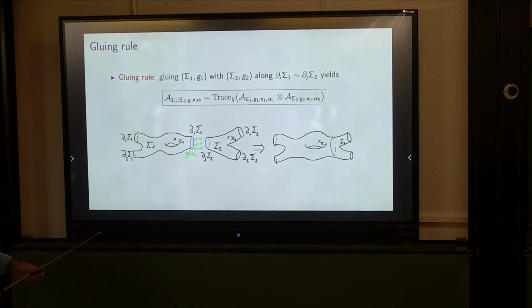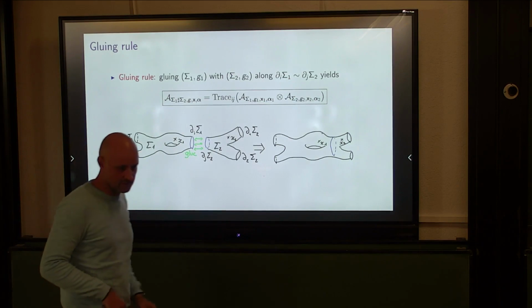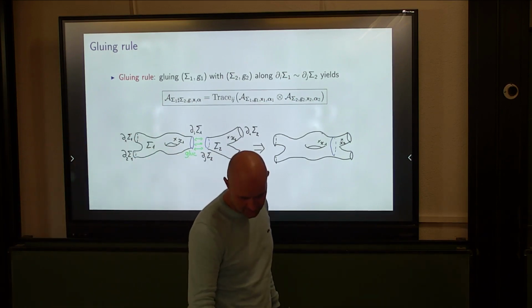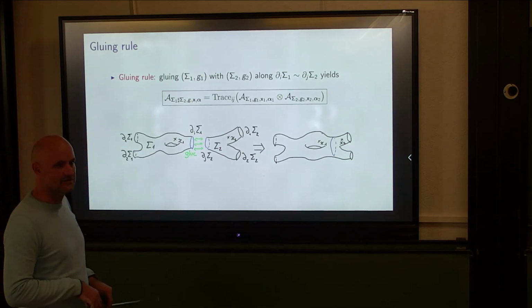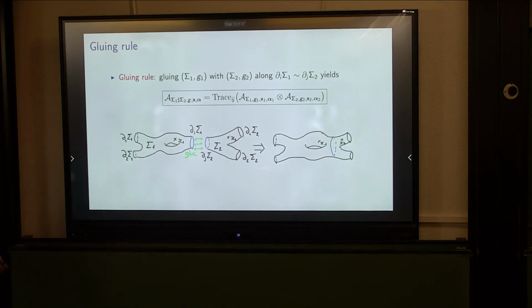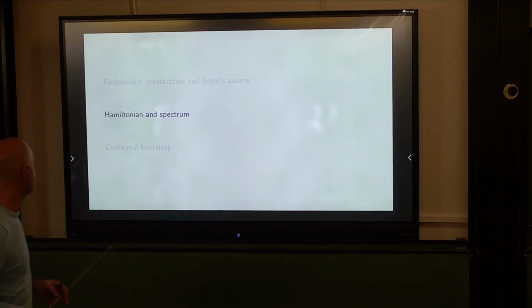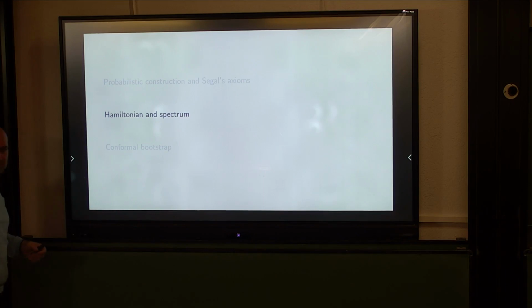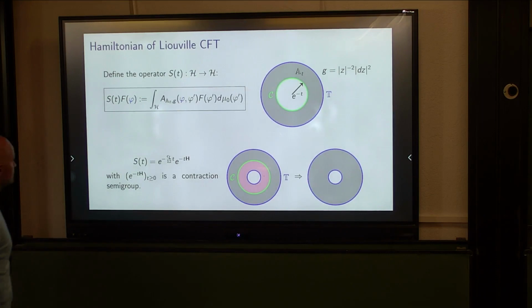And with this stuff, we will play some games now that are very nice because you can use pictures, and this is what I want to do now. I still have 15 minutes, right? Something like this. Okay, so now let me explain why the Segal axioms describe the Hamiltonian and the spectrum of the theory. And this is more or less what you said, a way of reformulating the OPE. But let me explain how you extract the OPE from this. Okay, so now the Hamiltonian.